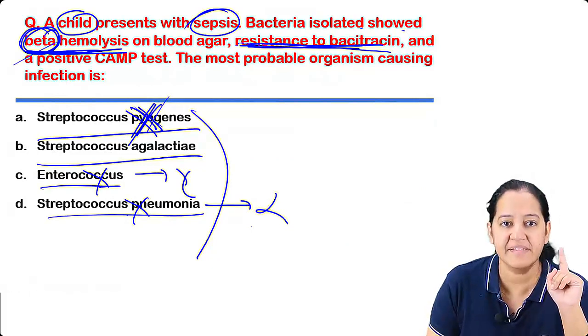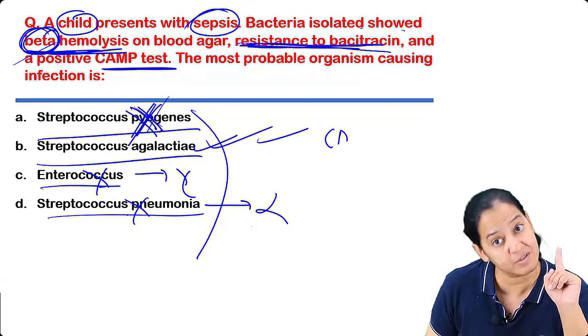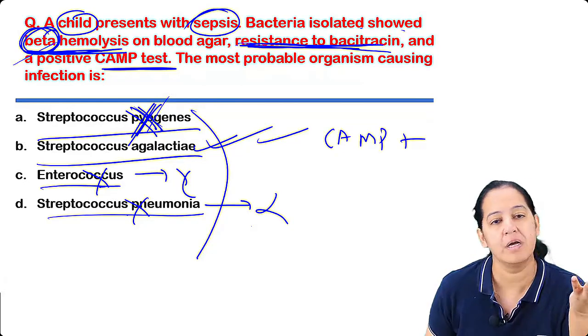ठीक है, and it is CAMP positive. CAMP positive is agalactiae. So I'm left with only one, and it is also CAMP positive. इससे भी double prove हो गया. So yes, my answer is B.